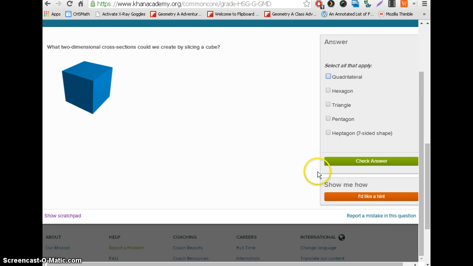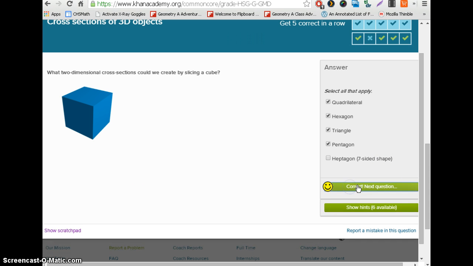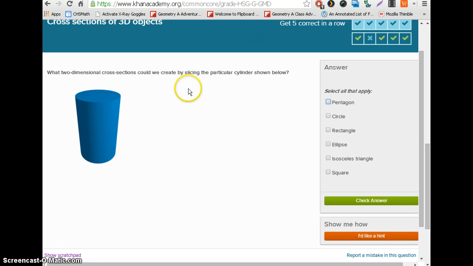Okay, I don't have 5 in a row yet. Let's hope I can get 5 in a row. Here we go. Two-dimensional cross-sections we can get by slicing a cube. Okay, I know I can get a quadrilateral. Let's just cut it right down the middle. I get 4 sides. A hexagon, well, I have 6 faces, so I could get 6 sides. A triangle, yes. A pentagon, 5 sides, but I cannot get 7 sides if I only have 6 faces. So I'm not going to get a heptagon. Well, that's good. All right.